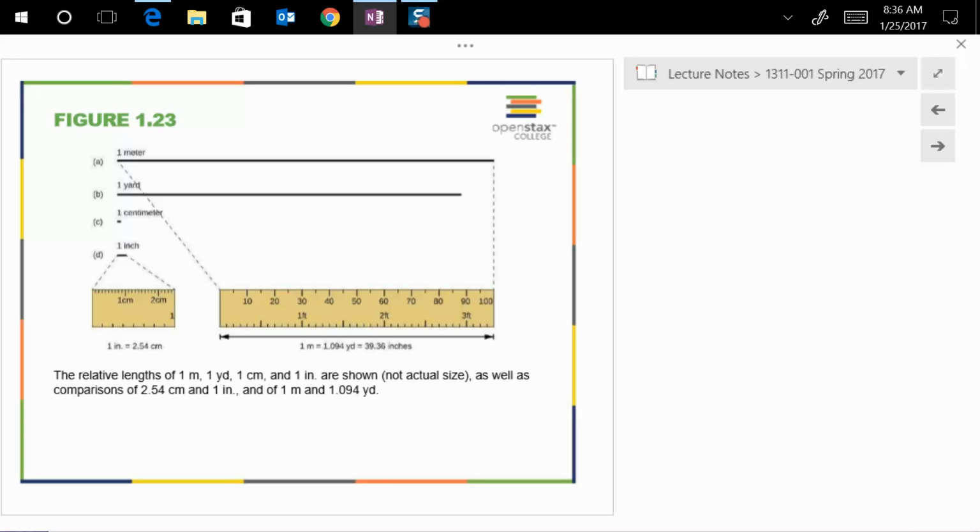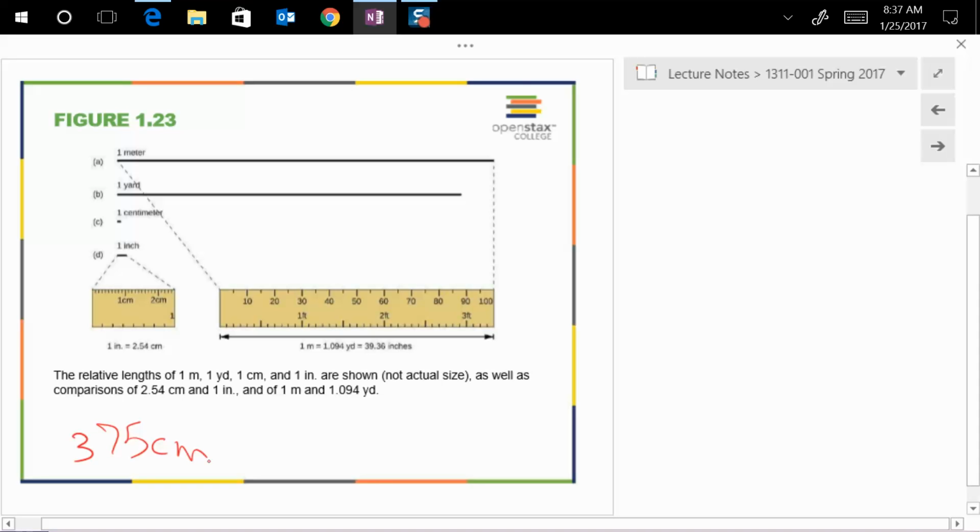Lengths of 1 meter, 1 yard, 1 centimeter, 1 inch are shown, as well as comparisons of 2.54 centimeters and 1 inch, and 1 meter and 1.094 yards. Okay. So we have these different units, and sometimes you have to be able to convert between one and the other. So let's say you were given 375 centimeters. You were told, this is 375 centimeters. And you want to know what that is in inches.